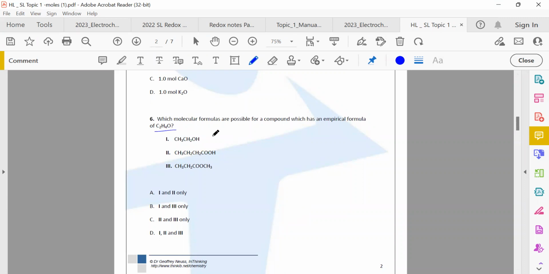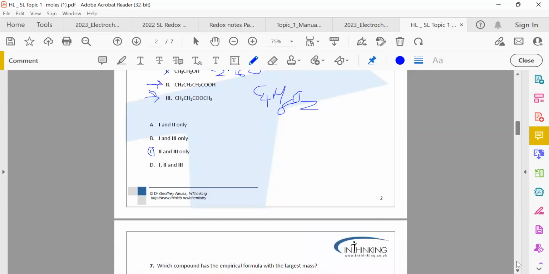Number 6, which molecular formula are possible for a compound which has the empirical formula of this? So what you can do is you can work out the molecular formula, which in this case will be C2H6O. So that's out. This one will be C4, H8, and then O2, so that gives you the empirical formula C2H4O. So 2 is possible. And if you look at this one, it is C4, oxygen is 2, hydrogen is 8. So basically both 2 and 3 are the likely answer, and the answer is C. Okay, very good, very easy.